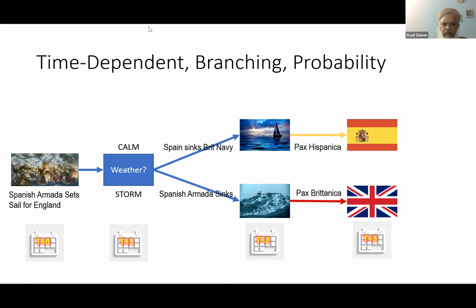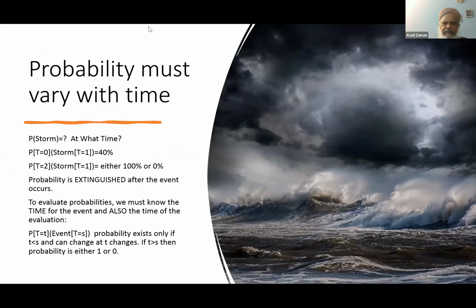So the point is that probability must vary with time. When you say, what is the probability of a storm? You have to ask, at what time? Is it before the storm, which is at t equals 0? So at that time, maybe the probability is 40%. But after the storm, it's either 100% or 0%. Either the storm happened or it didn't.